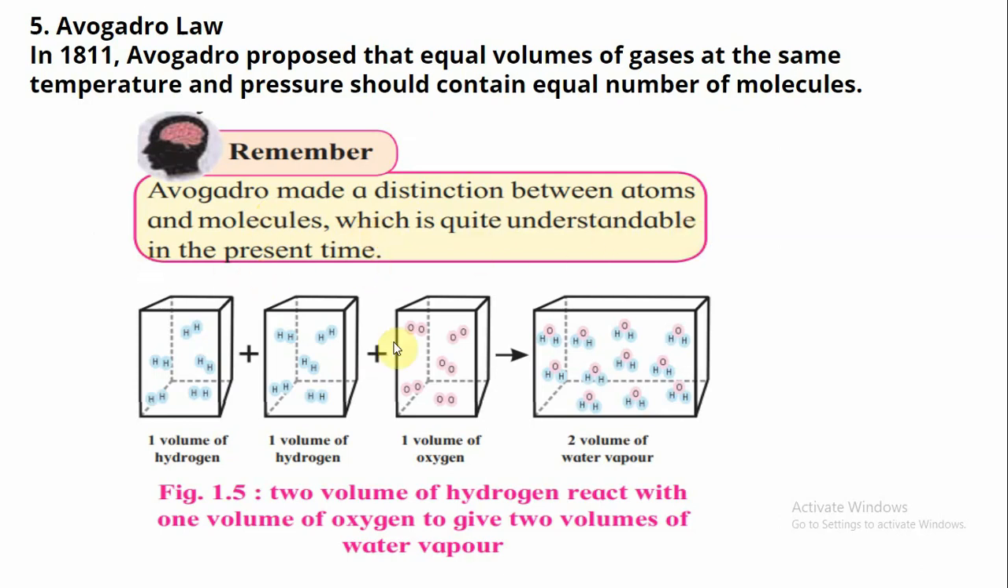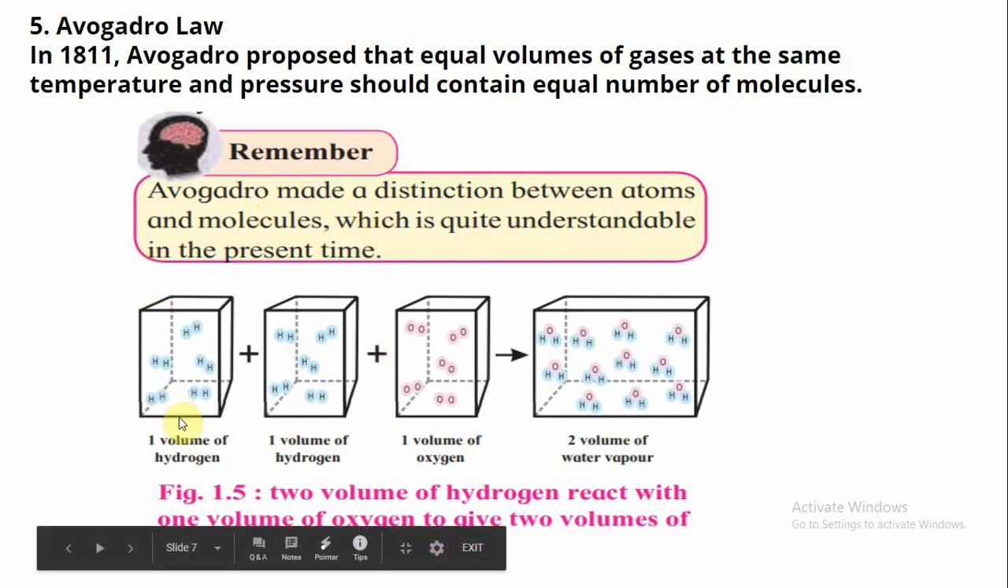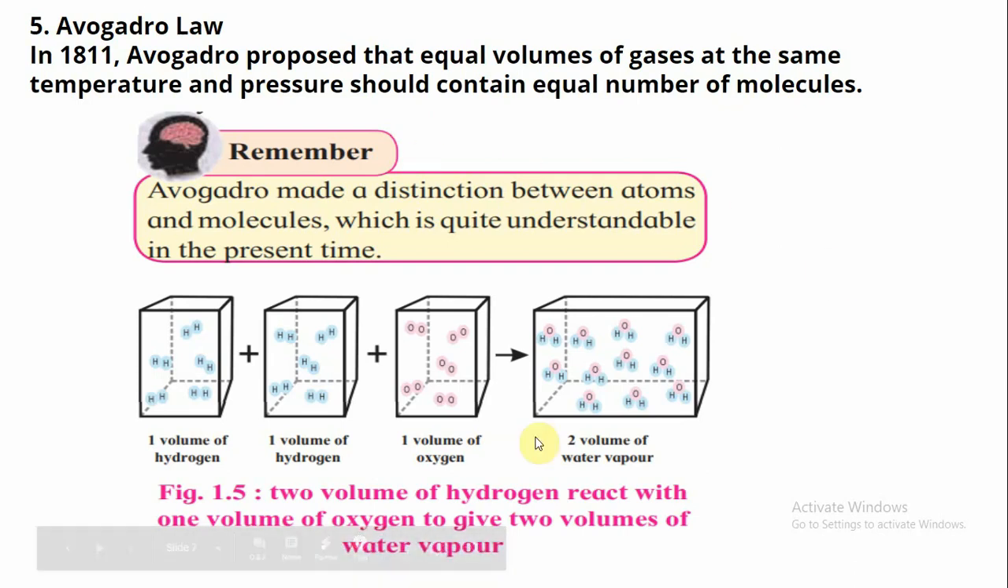Avogadro made a distinction between atoms and molecules, which is quite understandable in the present time. Here see, 1 volume of hydrogen plus another 1 volume of hydrogen, plus 1 volume of oxygen, 2 and 1, forms 2 volumes of water vapor. 2 volumes of hydrogen react with 1 volume of oxygen to give 2 volumes of water vapor. See this picture, understandable.